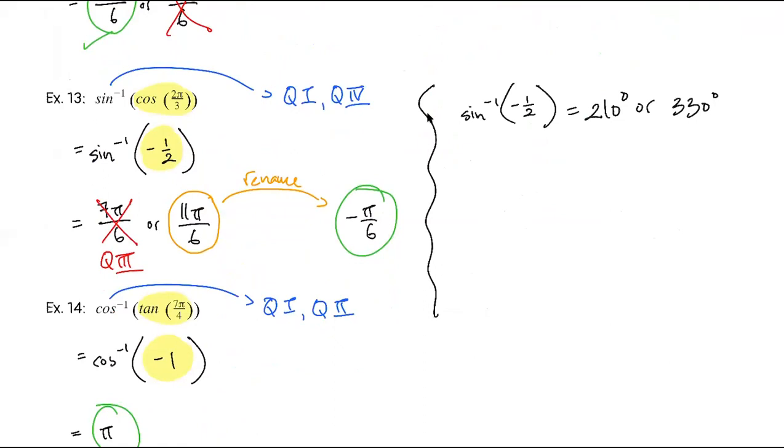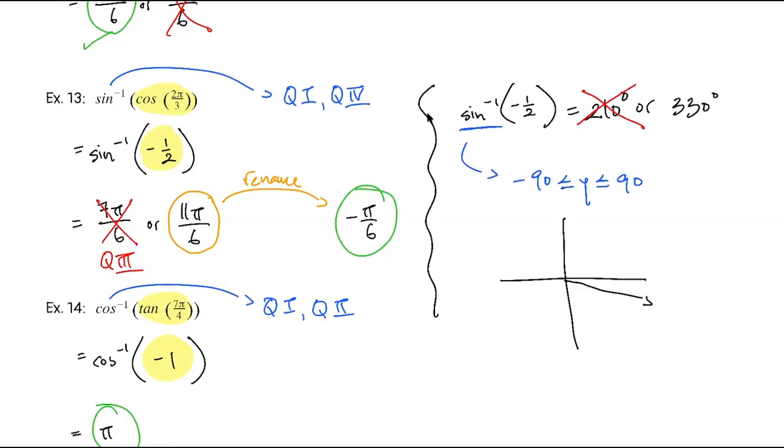But because we're looking at inverse sine, our answers can only be between negative 90 and 90. So is 210 between negative 90 and 90? Sure isn't, right? Now, 330 is right here. So negative 90 would be down here, positive 90 would be right here. So 330 is in the right place in that it's on that right half of the unit circle, but it's too big. Like 330 is bigger than 90 degrees.